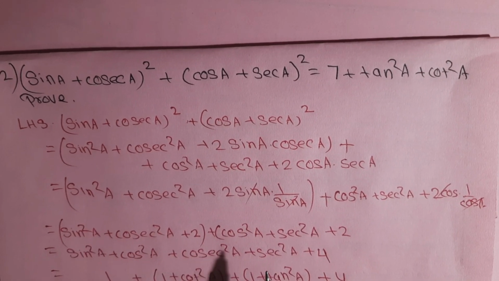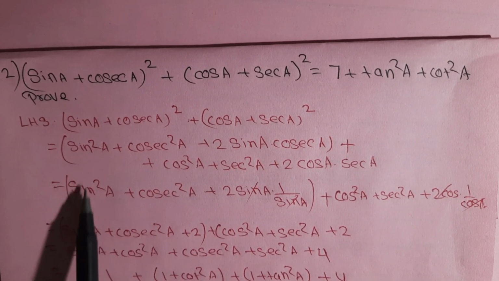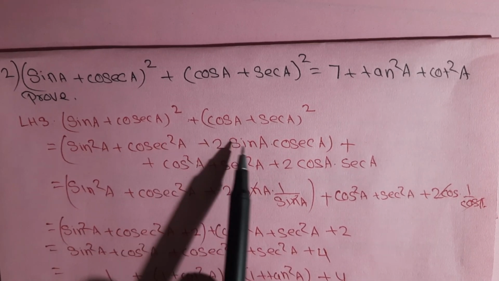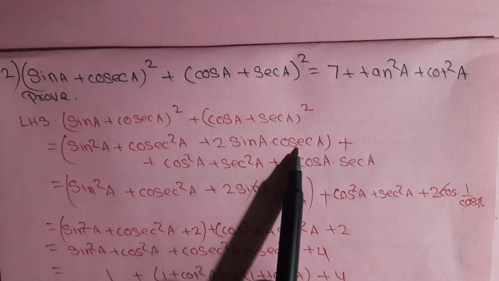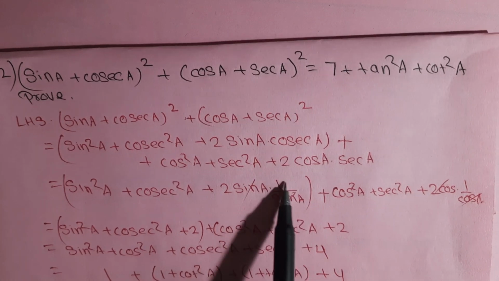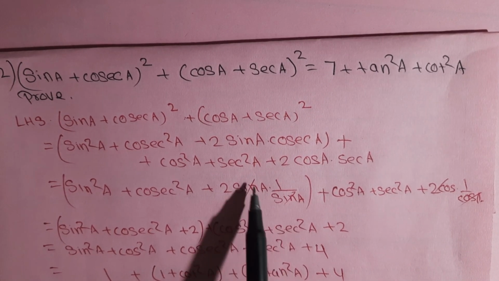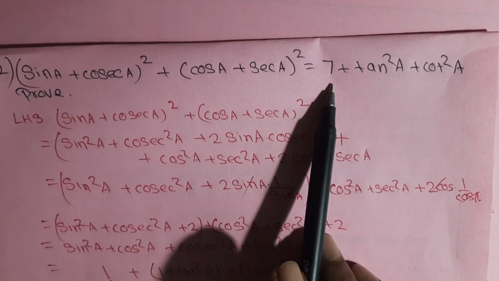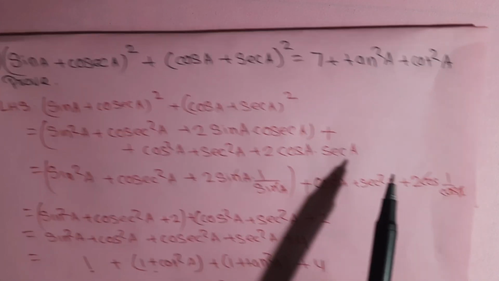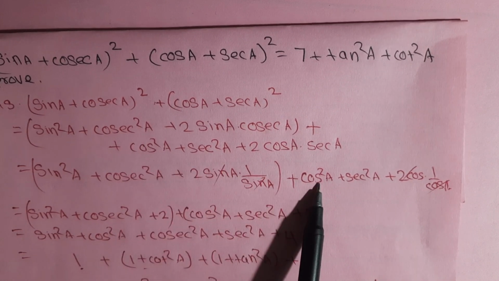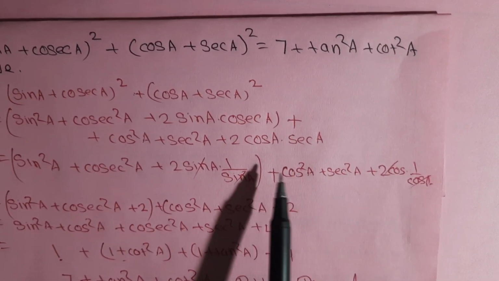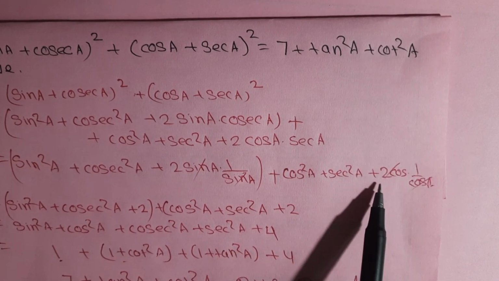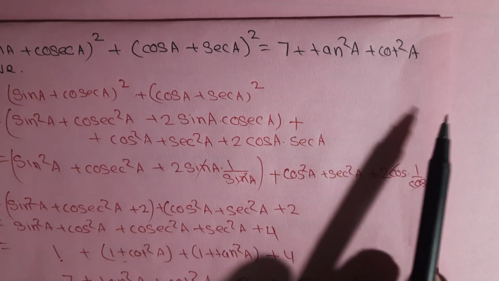Now here you see, again sin square A we will write as it is, cos square A we will write as it is, 2 sin A we will write as it is, but cosec A is equal to 1 by sin A. Means sin A will cancel, we got 2. See, we have to bring number 7. So till here we got 2. But again in the same process, cos A, sec A, and here 2 cos A and sec A will be 1 by cos A. Cos A will cancel, we get 2. So 2 plus 2 we got 4.